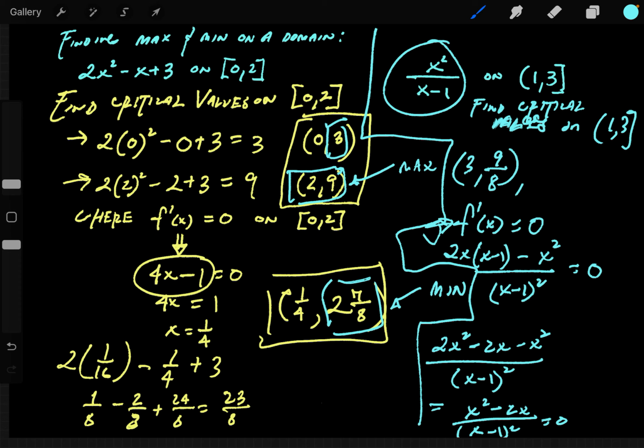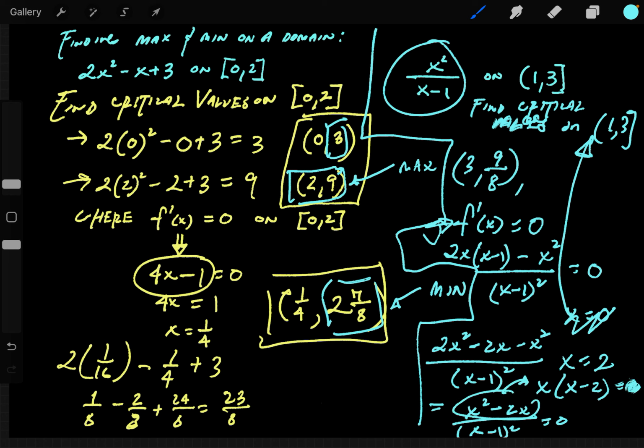And this equals 0 at 2 different points. It equals 0 when x is equal to 0, which I don't care about because it's not on the domain that I care about. And it equals 0 when x equals 2. If I factor out the top, just to show you how I got that, it factors like this, and then it gives me x equals 0 and x equals 2.